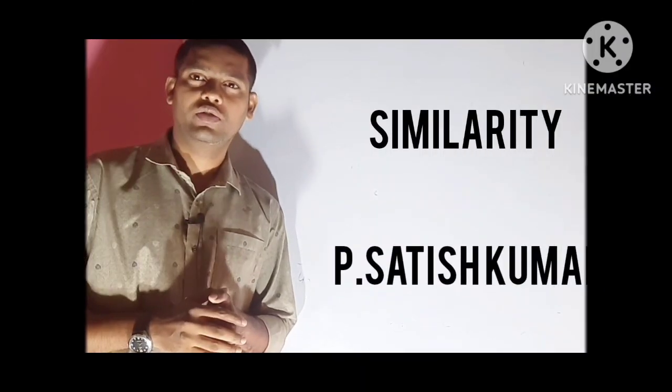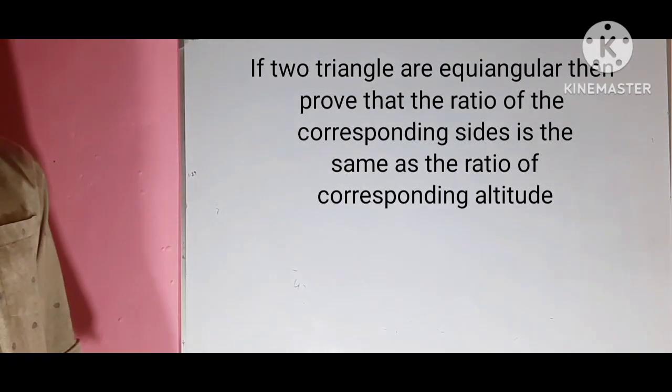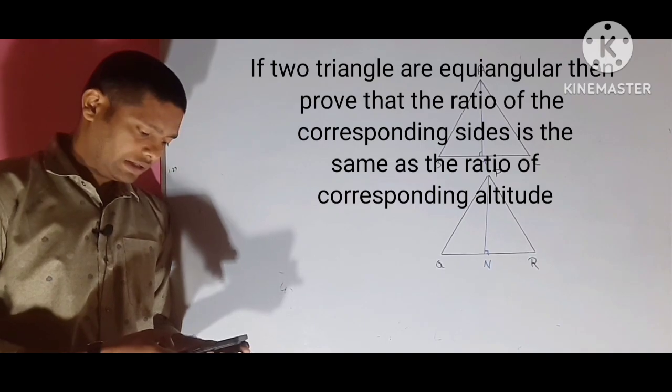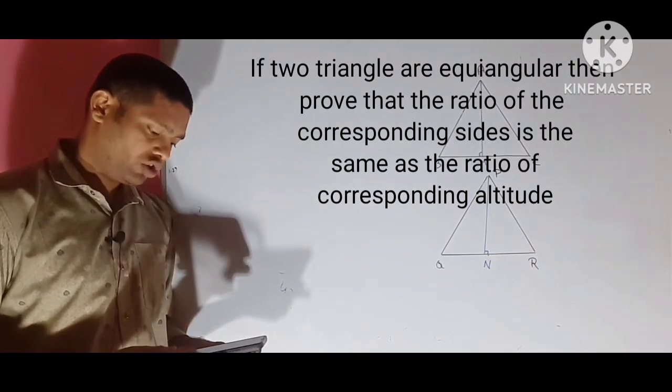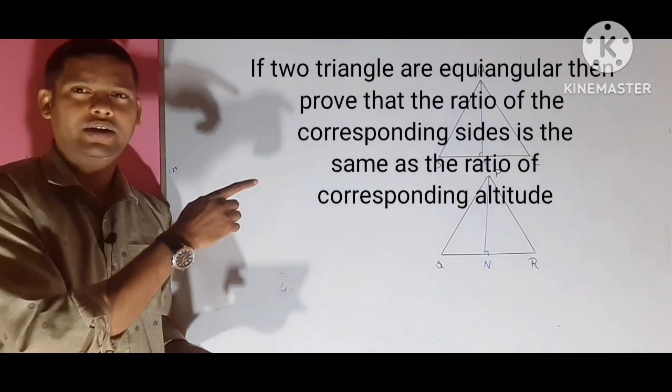So we are here again with the next part of the video. Okay, the question is on your screen. The question is, if two triangles are equiangular, then prove that the ratio of their corresponding sides is the same as the ratio of the corresponding altitudes.